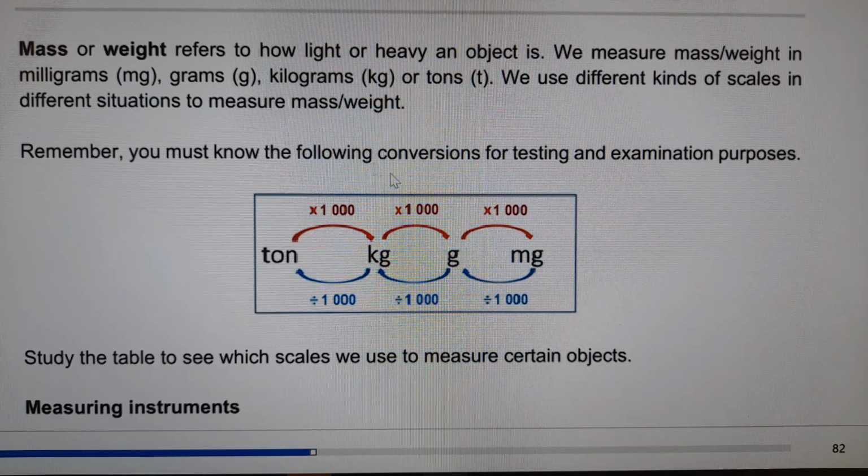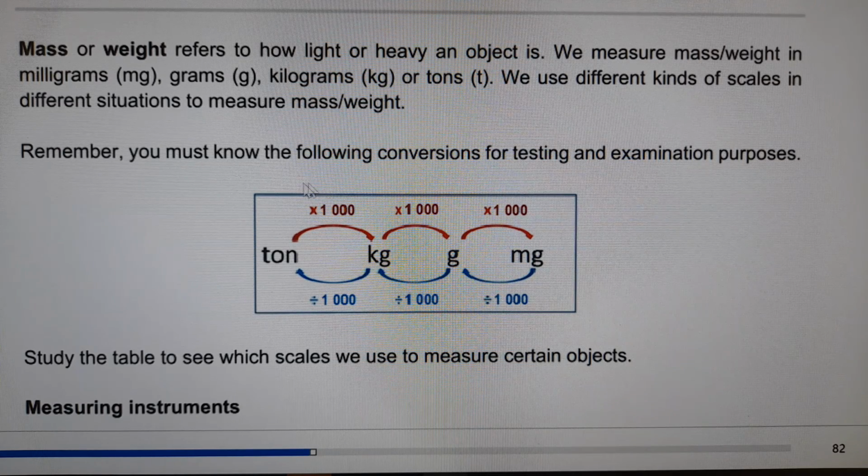Now we look at the mass or weight. Let's also look at the definition. Mass or weight refers to how light or how heavy an object is. We measure mass or weight in milligrams, grams, kilograms, or tons. We use different kinds of scales in different situations to measure mass or weight. Remember, you must know the following convention for testing and examination purposes.